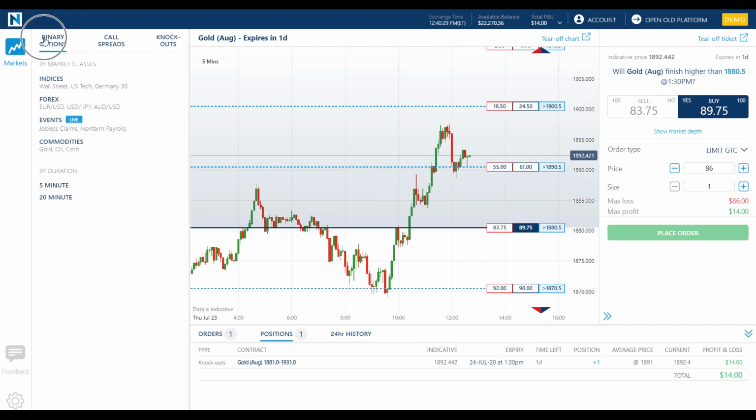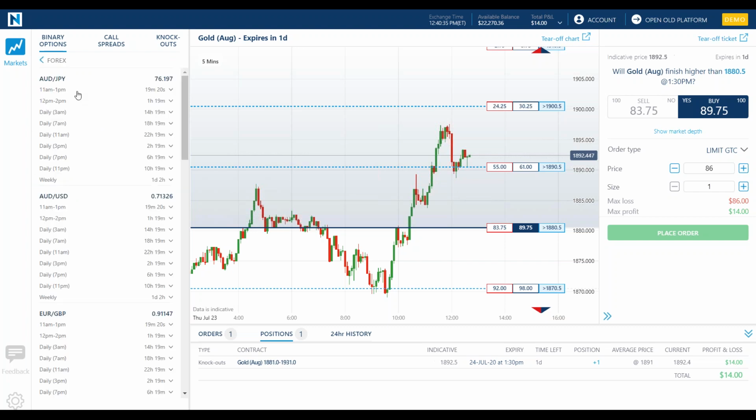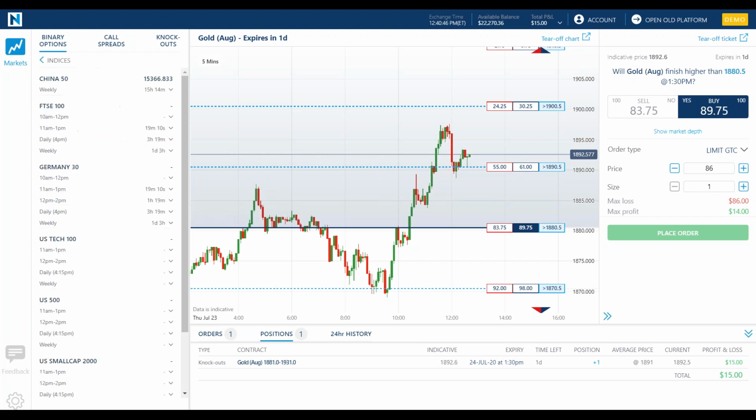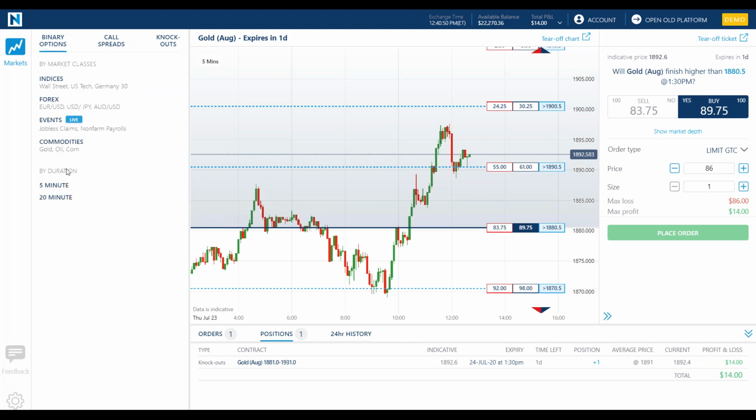You'll notice in binary options, we have different market classes, and in each market class there are different settlements, different expiration cycles that you can choose from. You see how long it's got to go till expiration, and they'll be different in each one. They've all got different time frames. We do have very short term. We have 5-minute binaries. We even have 20-minute binaries.